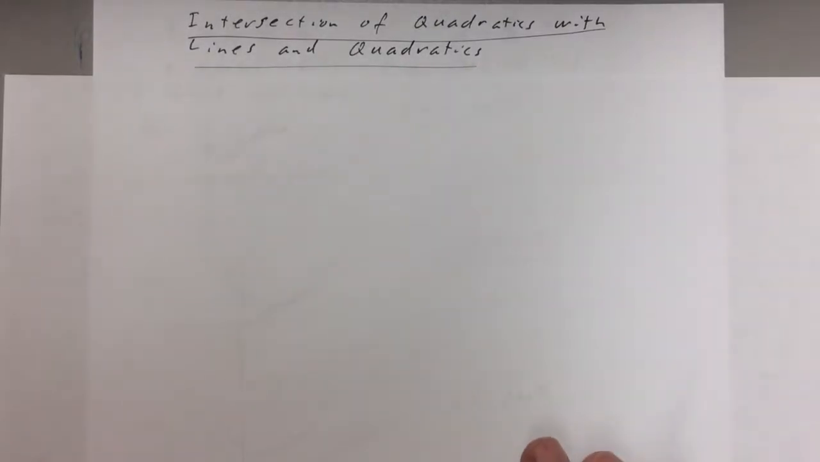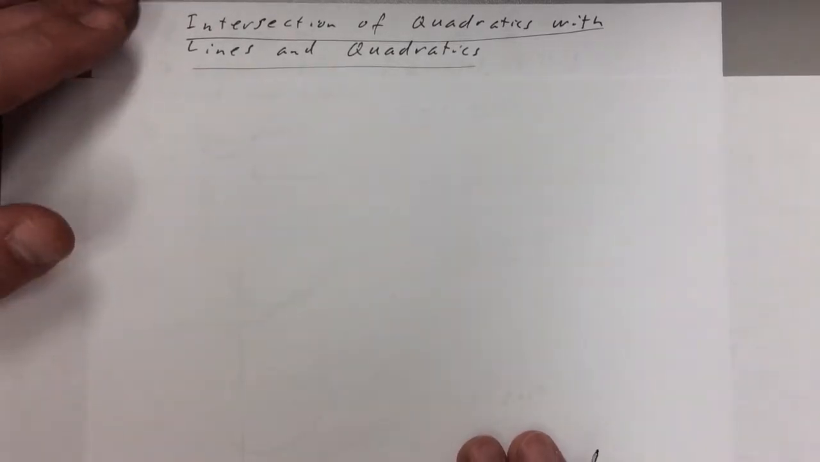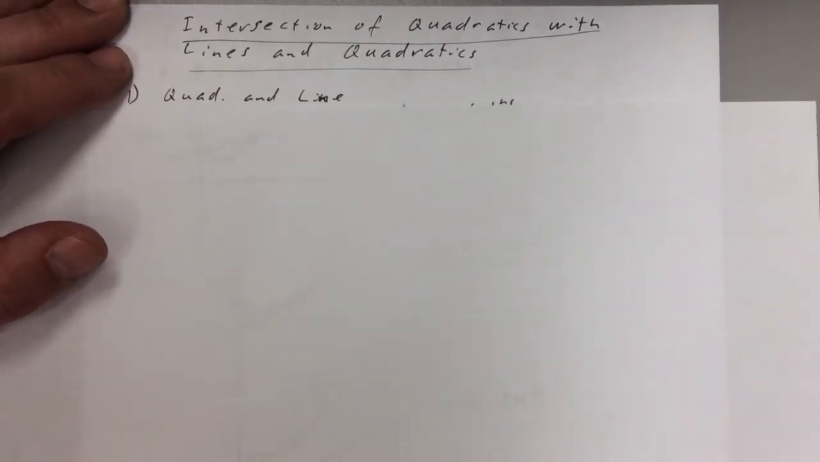Okay, in this video we're going to look at intersecting quadratics with lines and quadratics with quadratics. So the first one is quadratics with lines. There are some different possibilities here, and I've drawn some pictures for you to look at.